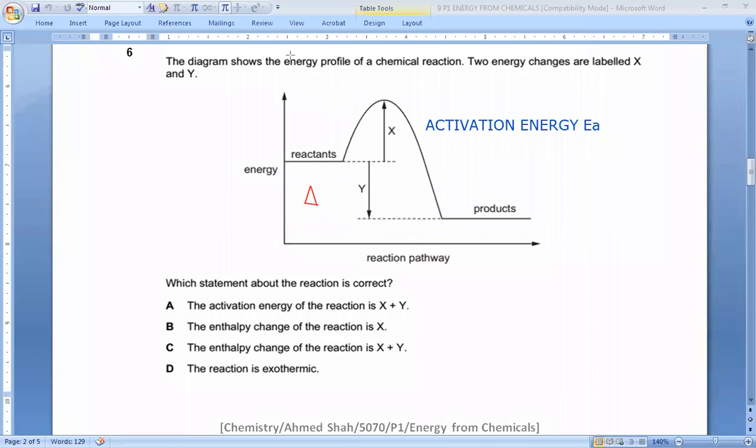This type of sign is called delta H. Y is the delta H, X is the activation energy. So the sign of delta H is negative because the arrow of energy is on the downward side. Downward means release. This arrow is upward, so it should be absorbed, meaning positive. So option D is correct for question number 6. Now we have to proceed to our next question, which is question number 7.